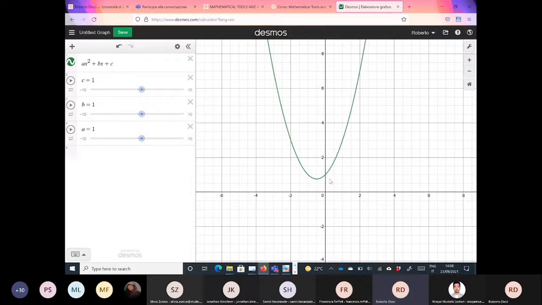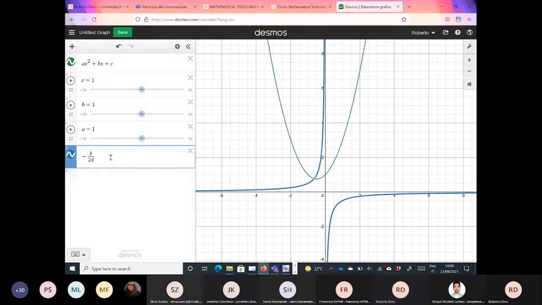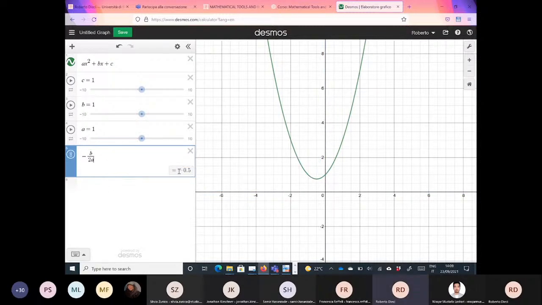The point C is the intercept, equal to 1. Okay? A is positive and it controls the concavity, so it is upward concave. What about B? Remember that the abscissa of the vertex is minus b over 2a. Minus b over 2a is the abscissa of the vertex. The abscissa here is minus 0.5. You can see the value. Okay?